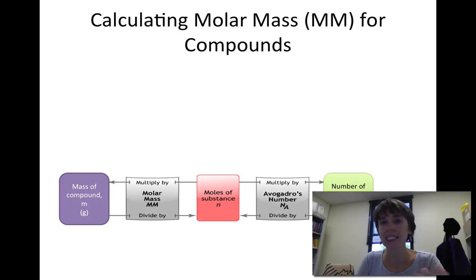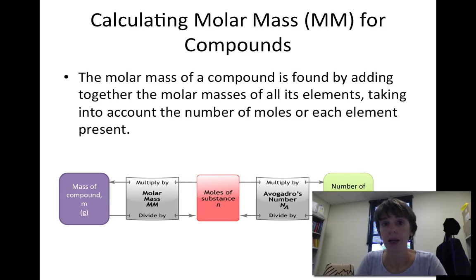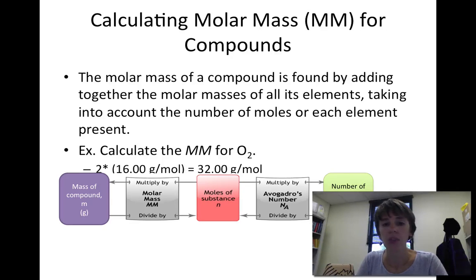Calculating molar mass. This is directly related to what we were just walking through in those examples. If we have a compound that's composed of a few elements, we need to add all of those molar masses together, and you guys have done that. So just for example, for O2, that diatomic molecule, molecular oxygen, we have to take oxygen's molar mass and multiply it by 2 to get 32 grams per mole.